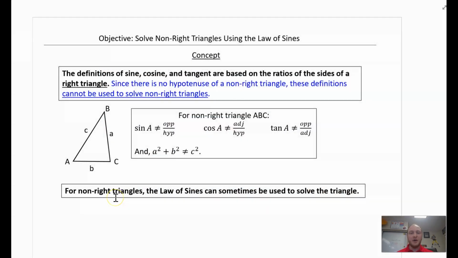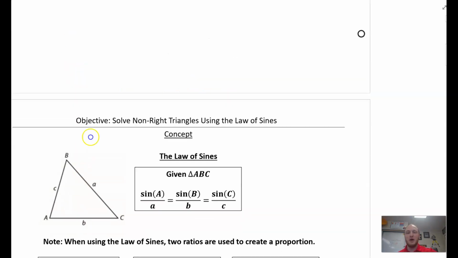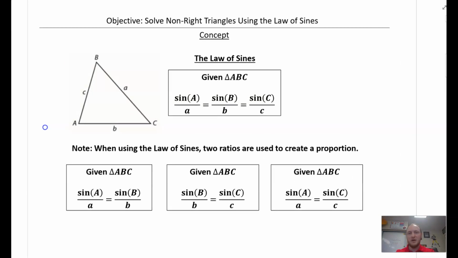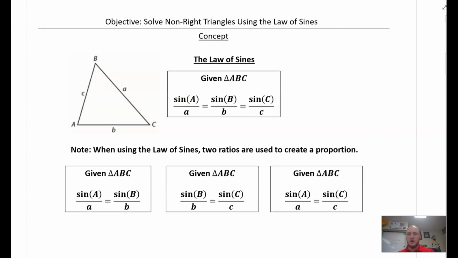If I don't have a right triangle, sine of an angle is not the ratio of the opposite over the hypotenuse. And cosine of an angle is not equal to the ratio of the adjacent side over the hypotenuse. And then the same for tangent. SOHCAHTOA doesn't work. Same thing applies to the Pythagorean theorem. That must be a right triangle, so we cannot use a squared plus b squared equals c squared. So what do I do if it's not right? Well, today we're going to talk about the law of sines. And that's our objective: how do I solve a non-right triangle using the law of sines?